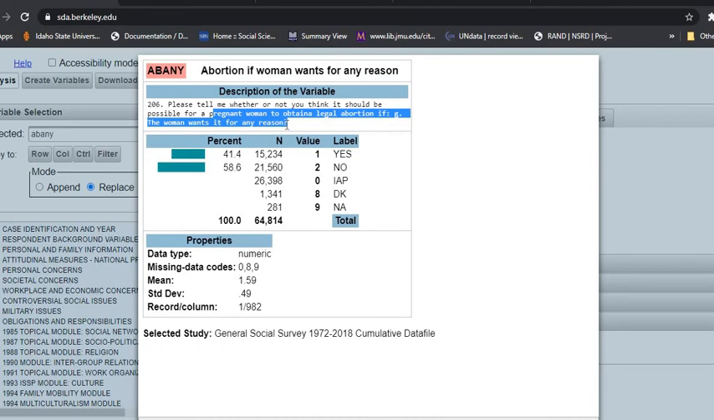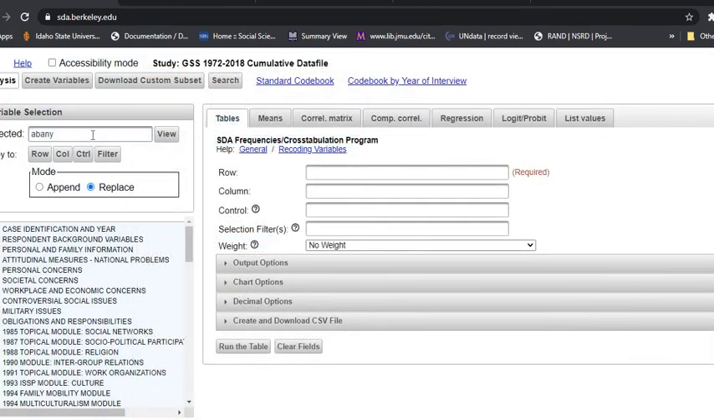Read the question so you know exactly what they're asking. This is abortion for any reason. 41.4% of people in the sample agree with that, and 58.6% don't. That's the first thing you want to tell me: how many people are one way versus the other on the first variable you're looking at. But then you want to do it with the other one too.